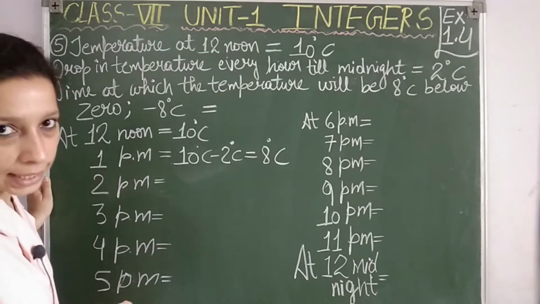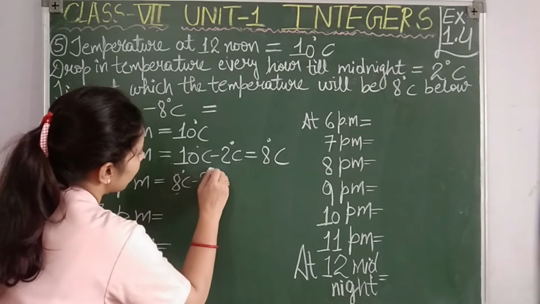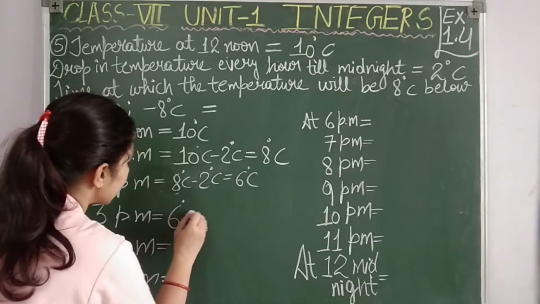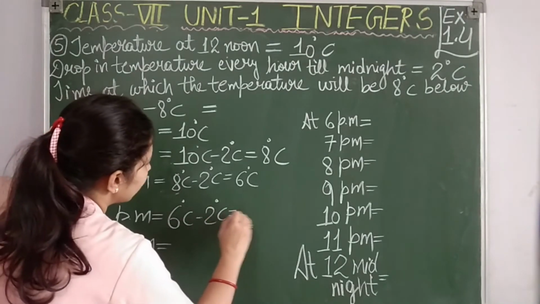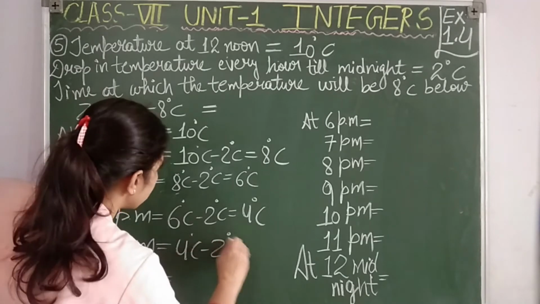How much? 8 degrees Celsius. Okay. At 2 p.m. the temperature will again drop by 2 degrees Celsius. It will be 6 degrees Celsius. In the same manner, the temperature will go on decreasing. Isn't it? You have to show this calculation, students.